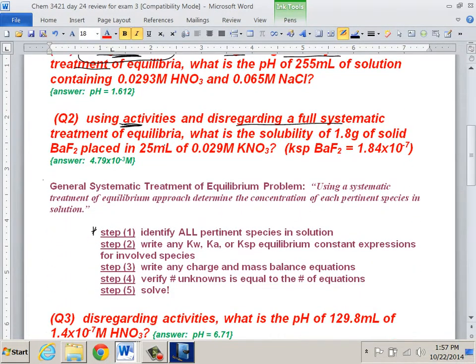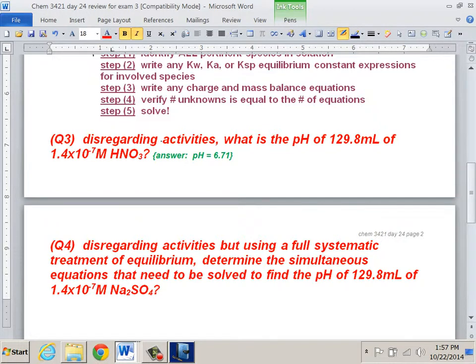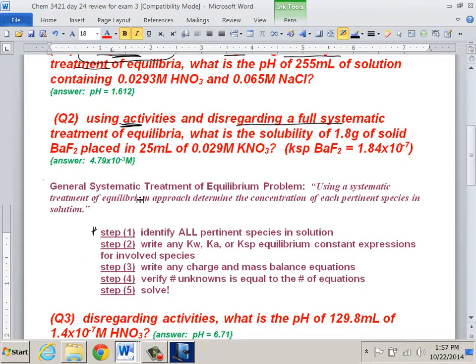And then we have a couple where, okay, let's forget activities now. Let's just do full systematic treatment and get the answers for these next two. So now you're using full systematic treatment. So it's really one type or the other type.